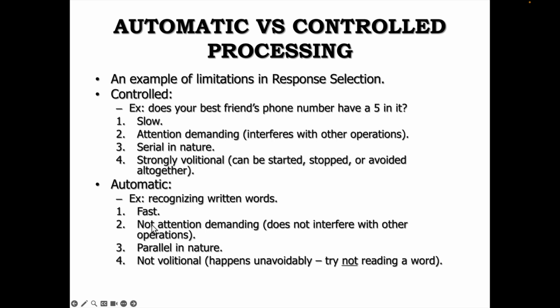One reason it's fast is because it's not very attention demanding. It does not interfere with other operations. When we process this information, we process it in parallel, meaning taking a lot of different bits of information at one time and processing it. Automatic processing also is not volitional. It's not voluntary. It happens unavoidably, without us even trying to think about it. In fact, try not reading a word. That can be very difficult to do, because the act of reading is automatic in nature.